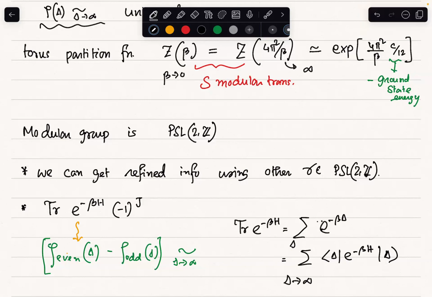Okay, I see. So it's not a vacuum to vacuum transition. Okay, I see. Got you. Thank you.